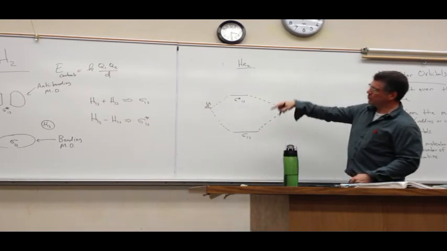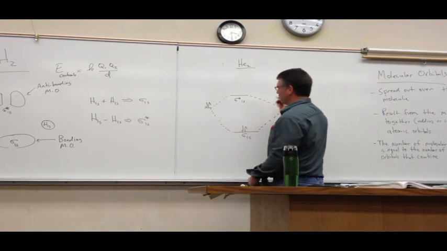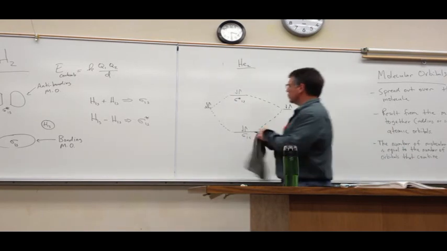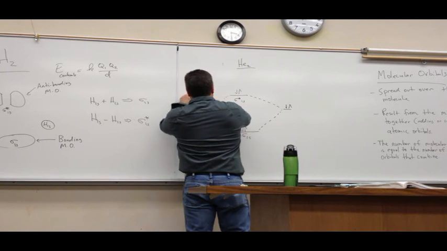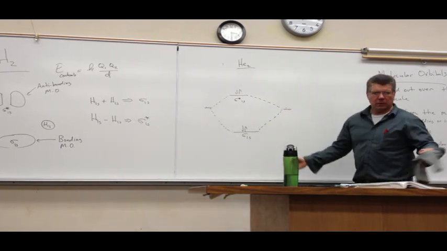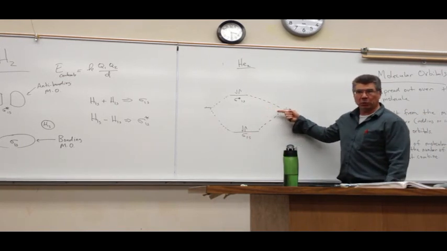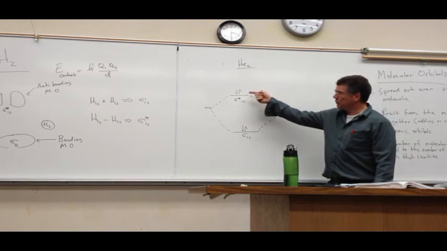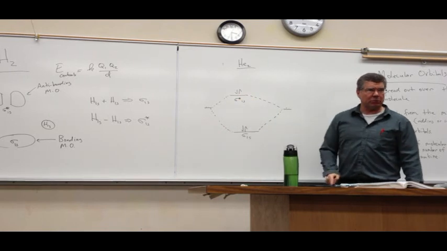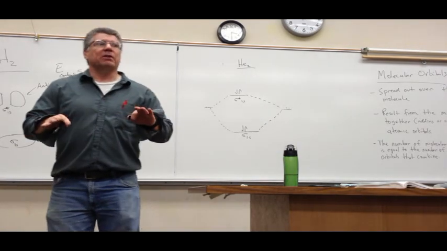Now, following the rules, if we put these electrons into molecular orbitals, we put the first 2 into here, but we still have 2 more, right? They have to go up here. So we have electrons in molecular orbitals that are lower in energy than they would be if they were in the atomic orbitals. But we also have electrons in molecular orbitals that are higher in energy than they would be in the atomic orbitals. The net result is they cancel out, and this is not a stable molecule.